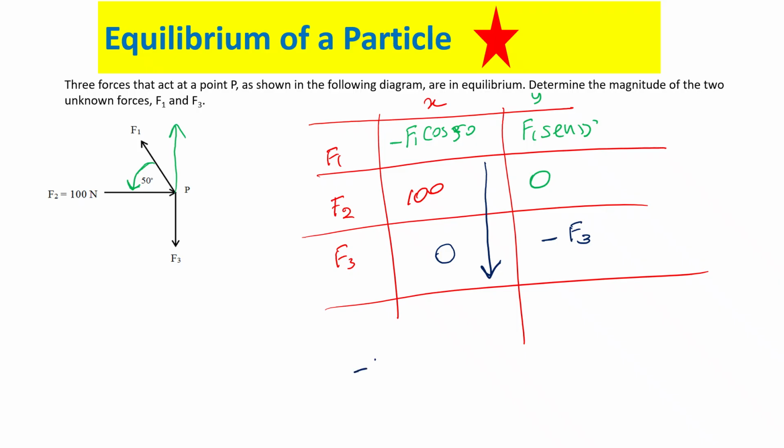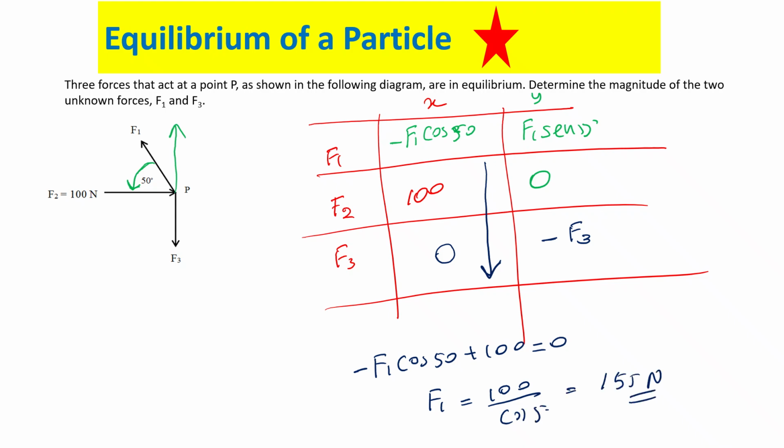minus F1 cos 50 plus 100 should be equal to 0. Why? The system is in equilibrium. So you can find the F1, which is 100 divided by cos 50. If we have done it right, it is 155. It should be. Can you check please? Because we already did this with the vector diagram method. Is it 155? Close to something like that.